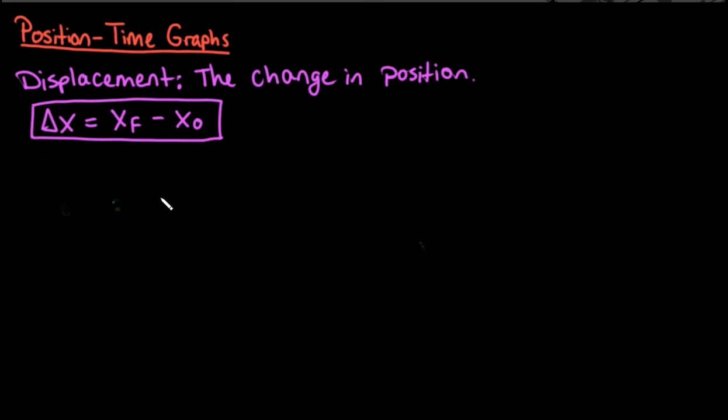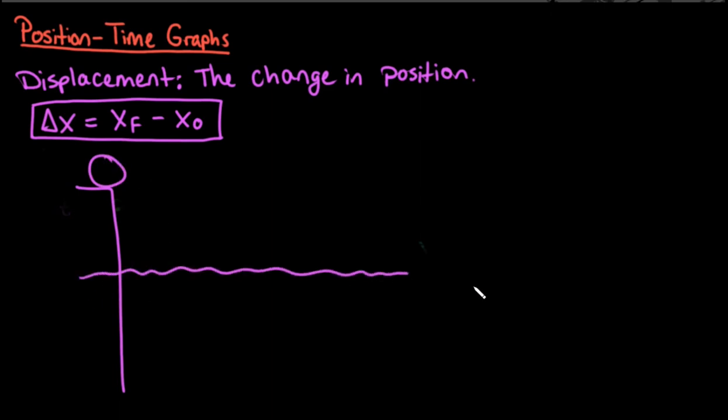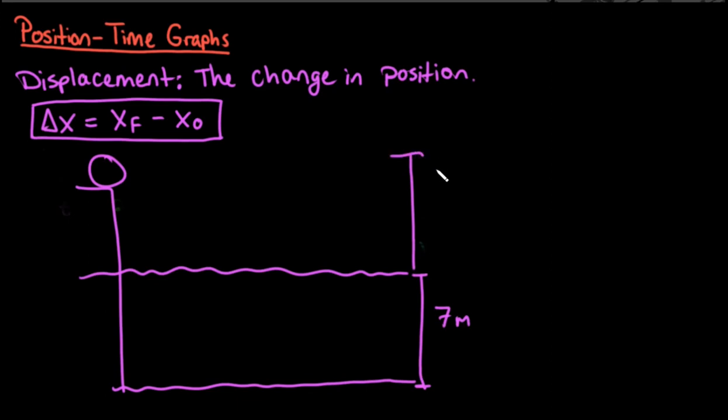Now, if we were to take an example, let's say that we have a boulder sitting on top of a cliff, and we know that the depth of the ocean floor at this particular point is 7 meters, and we know that the height of the cliff is about 10 meters. We're considering the sea level to be our reference point. Now, if this boulder were to fall down the cliff and land at the bottom of the ocean, we would need to be able to find our displacement from this.